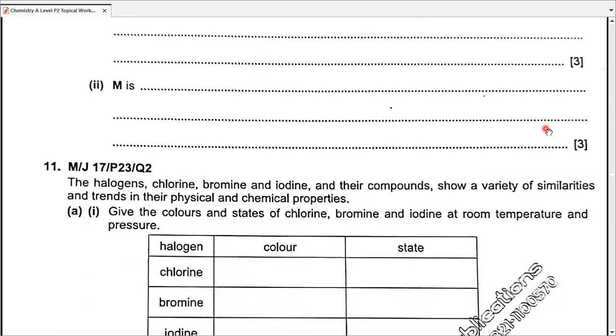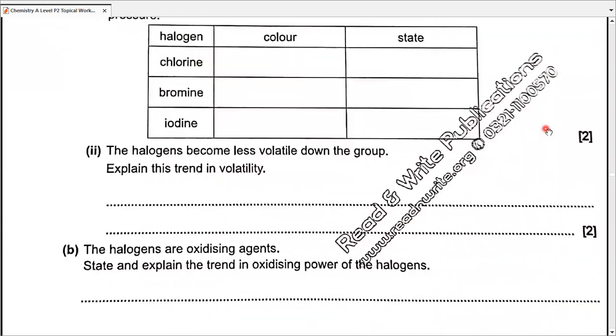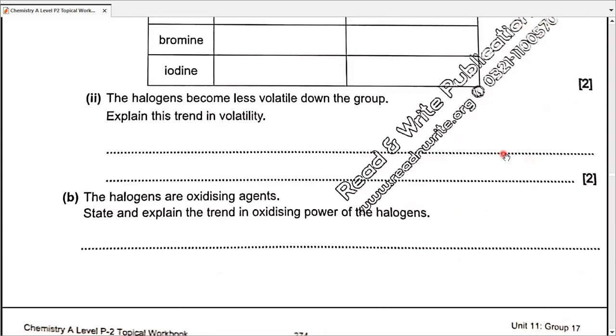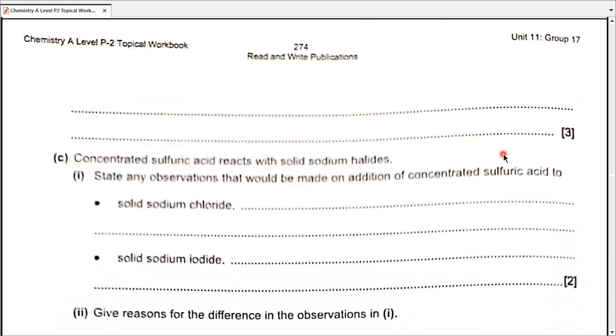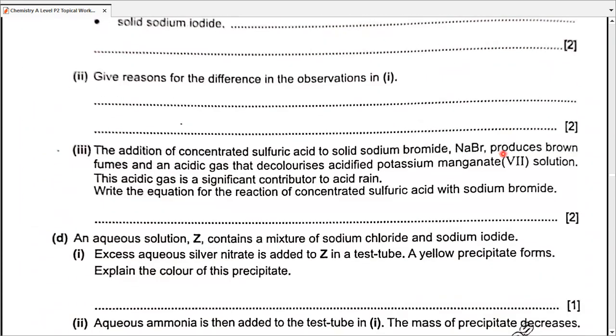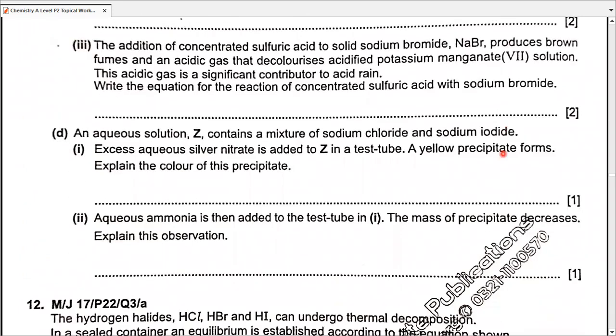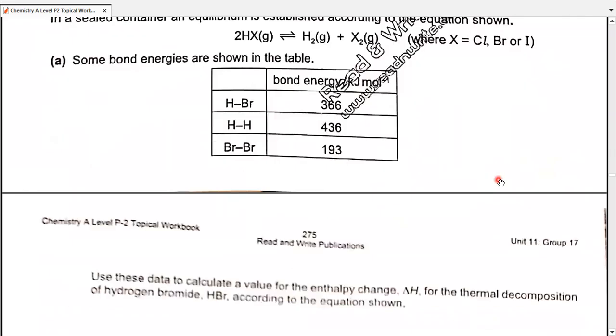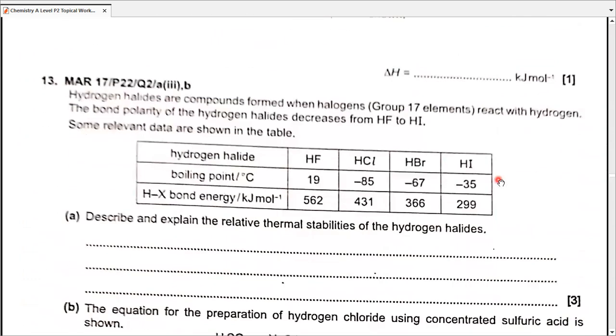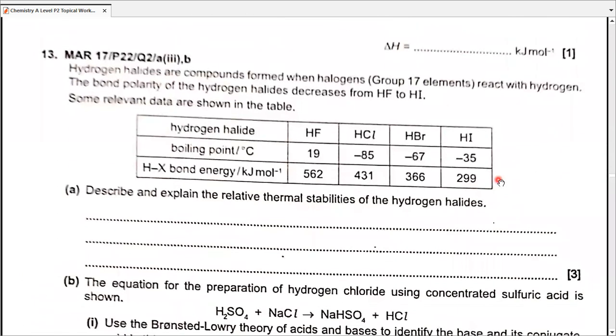Okay, moving on. Too easy. We've done volatility a lot of times. Yeah, 13A.